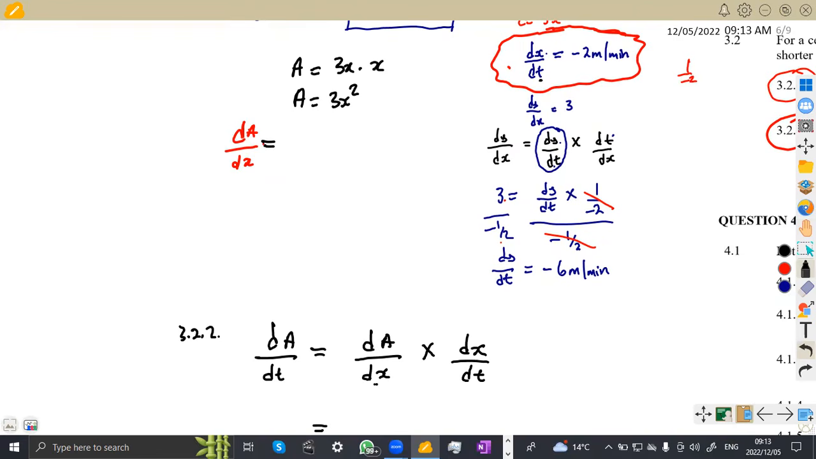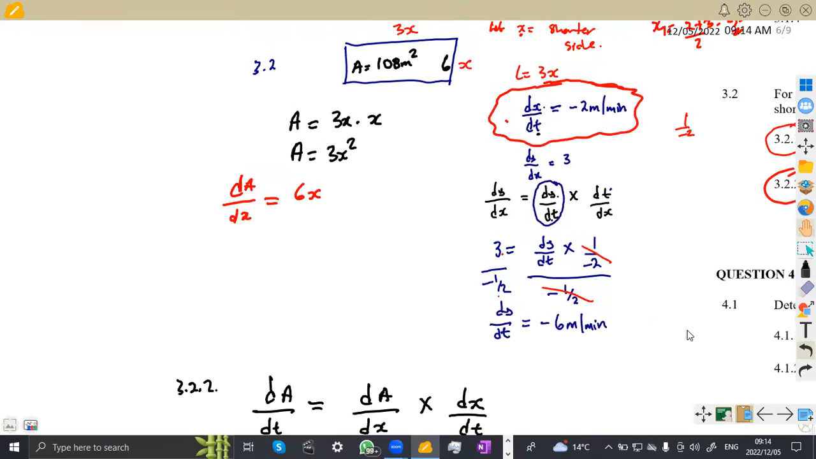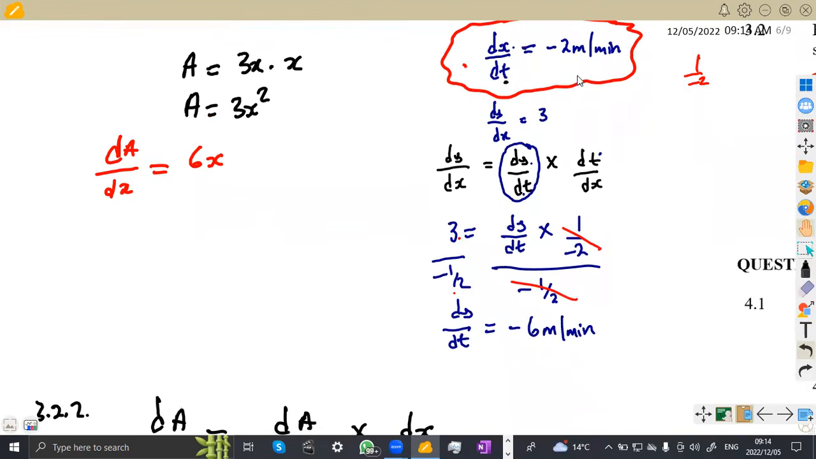dA dx from this, what are we going to have? Because area is there in terms of x, this is going to give us 6x. Okay, 2 times 3 is 6, and we subtract 1 from the power. So that means we have got our dA dx here, which is 6x, times dx dt. Okay, where do we have dx dt? We have this before, our dx dt. It was given as -2 meters per minute.